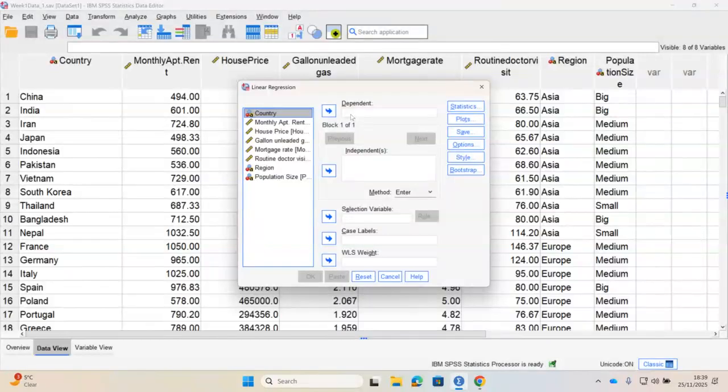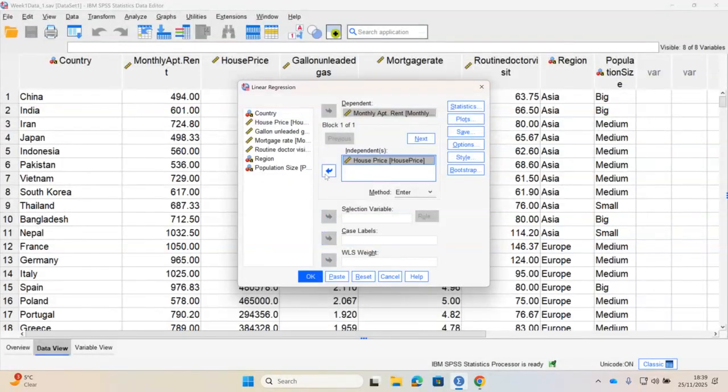Okay, what was the dependent one? So you click on the monthly rent and move it to dependent. What was the independent? So you click on house price and move it to independent.